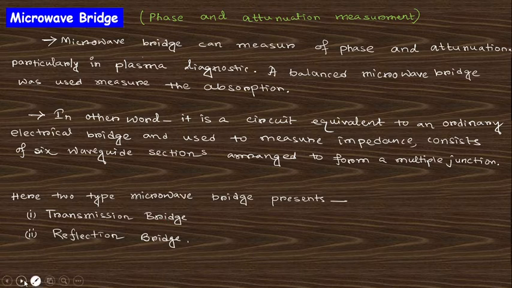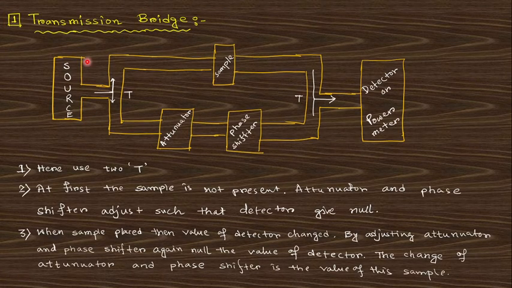Let's go to the first one, that is the transmission bridge. You can see the schematic diagram. That is the microwave source, and this is connected to a T which divides it into two portions. One passes through the sample, and the other passes through an attenuator and the phase shifter, and they are combined to reach the detector, or you can say a power meter. It can measure the power of this microwave, right?